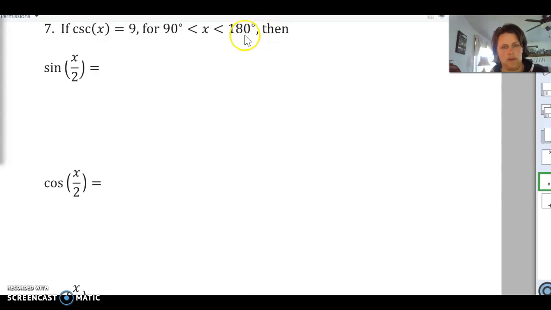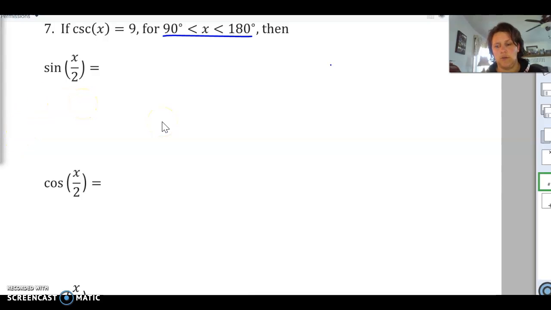All right, we are ready to move on to the last question from section 7.3. So this is 7.3, number 7. Again, I'm going to have to worry a little bit about domain this time, so I'll just warn you right off. I'm going to be playing around with that domain. For number 7, it says, if cosecant of x equals 9 for all degrees of x between 90 degrees and 180 degrees, then sine of x over 2 must equal what?